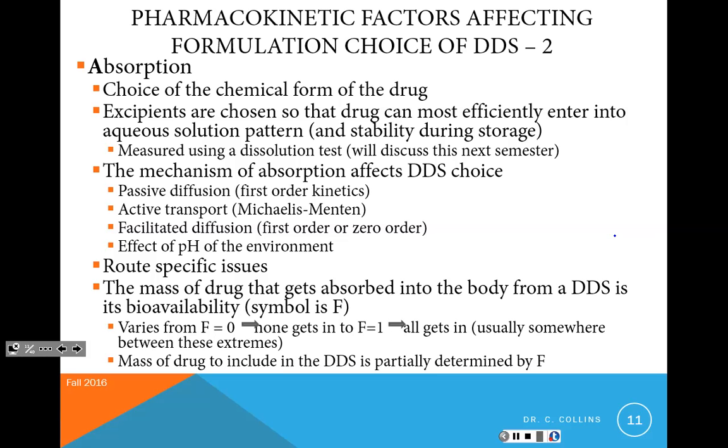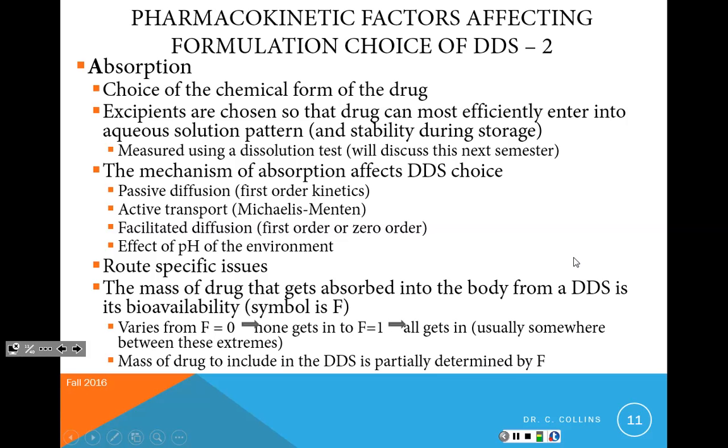Any route-specific issues, so not just oral, but if this is to be administered rectally or transdermally or something like that, there's always local issues that have to be addressed there. The mass of the drug that gets absorbed. So here's where, and apparently my arrows got off here a little bit.